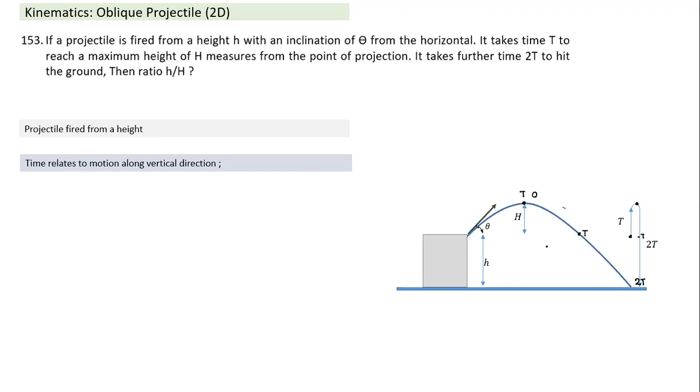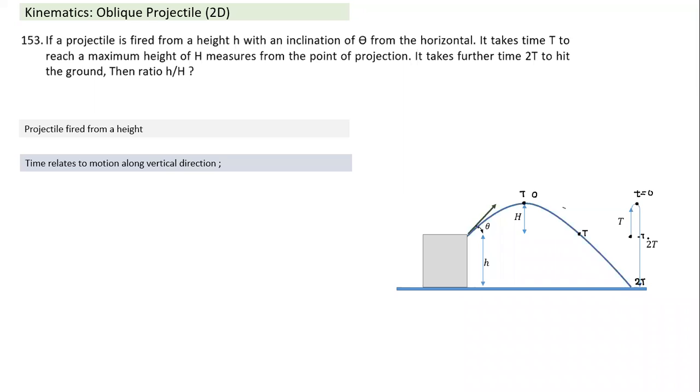I hope you all understand here that whenever we talk about time, it is related to motion in the vertical direction. From here to here, time t. It means if I take this time t as 0, starting from the top point, it will fall a distance equal to capital H in time t. So what statement can I write? In time t, it falls a distance H. In time 2t, it will fall a distance H plus small h.